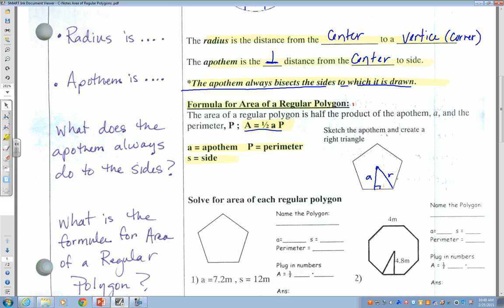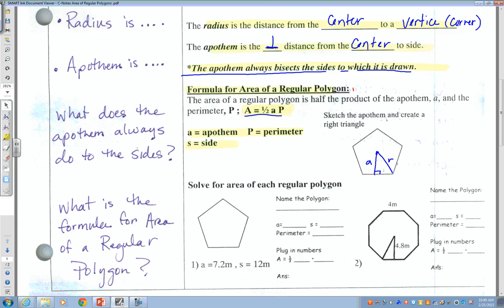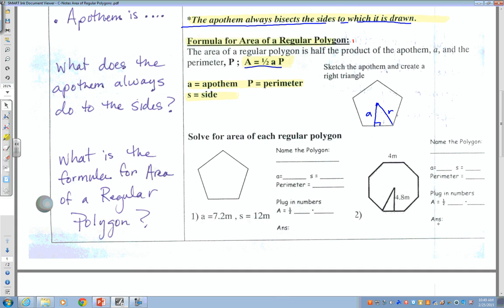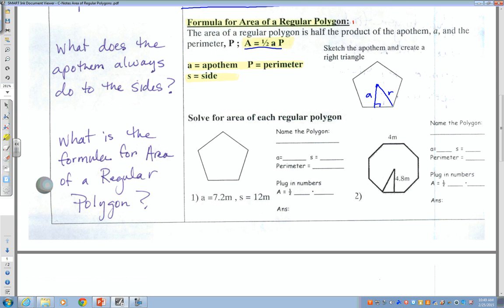Now, these first two that we're going to make sure you do before we leave: one is not drawn, one is drawn, but can you get the parts and plug them into the formula? So, solve the area for each regular polygon. What's the name of this first polygon we have here? Yeah, pentagon. How many sides does a pentagon have? 5. Okay, so we are going to draw from the center the apothem, and we're going to draw the radius to create the right triangle.